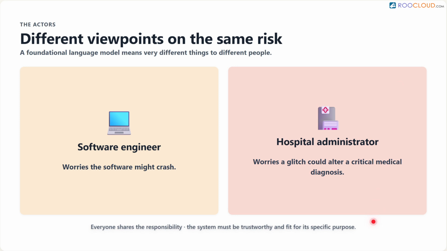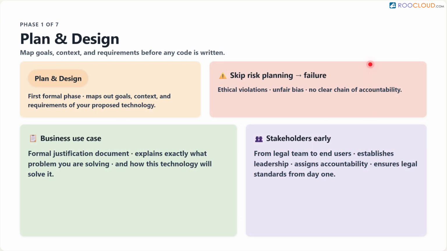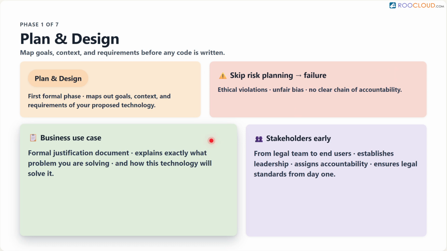The first formal phase is plan and design. This is where you map out the goals, context, and requirements of your proposed technology. If you skip risk planning here, you are inviting failure. You might build something that violates ethical standards, introduces unfair bias, or lacks a clear chain of accountability. To prevent this, you start with a business use case. Think of a business use case as a formal justification document that explains exactly what problem you are trying to solve and how this specific technology will solve it.